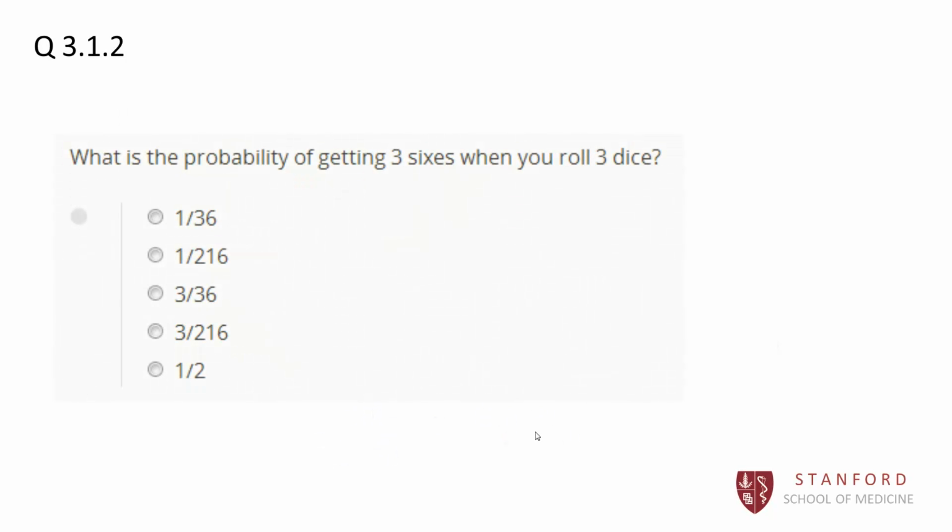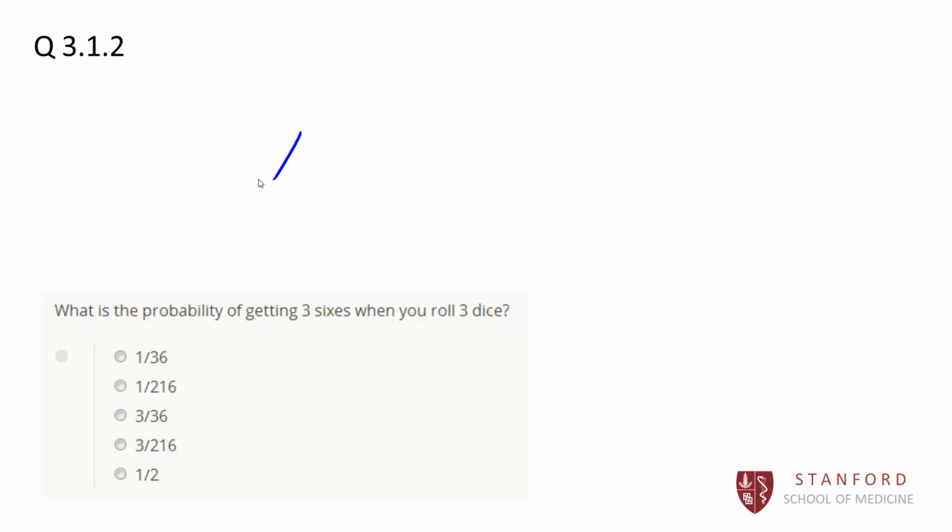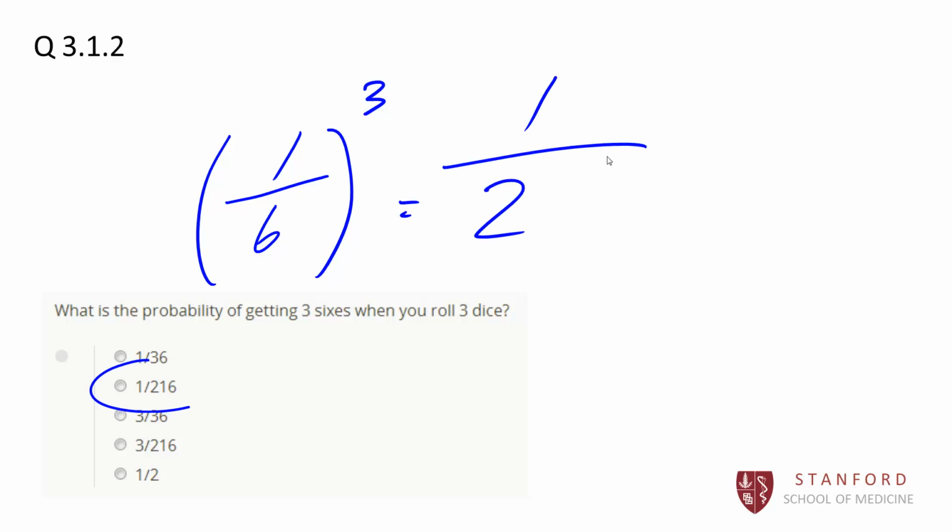This question is asking us for the probability of getting 3 6s if we roll 3 dice. So the probability of rolling 1 6 with 1 die is simply 1 out of 6. And so with 3 dice, that probability is going to be 1 out of 216. So the answer here is going to be B.